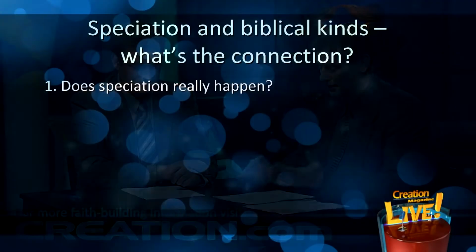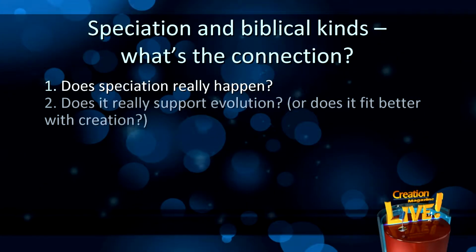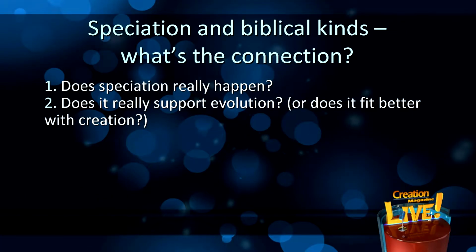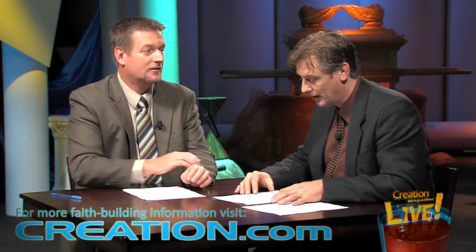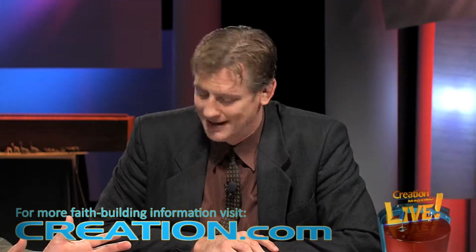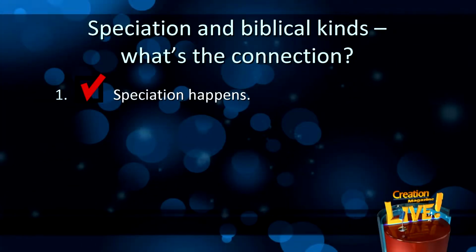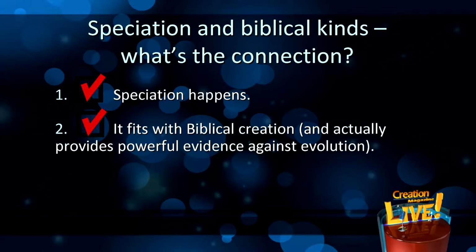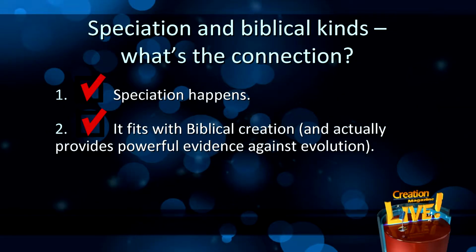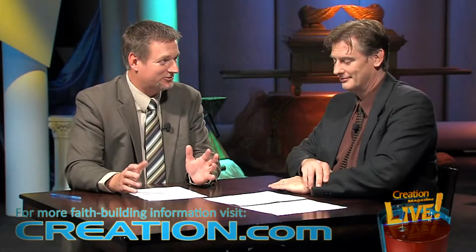Now, when presented with a list like this, the first things we need to ask are, does speciation really happen? And does it really support evolution? Or does it fit better with creation? And we explored those questions last week, and we'll continue this week. And so the answer is yes, speciation happens, and yes, it fits with biblical creation, and it provides powerful evidence against evolution, as we'll see in a few minutes here.